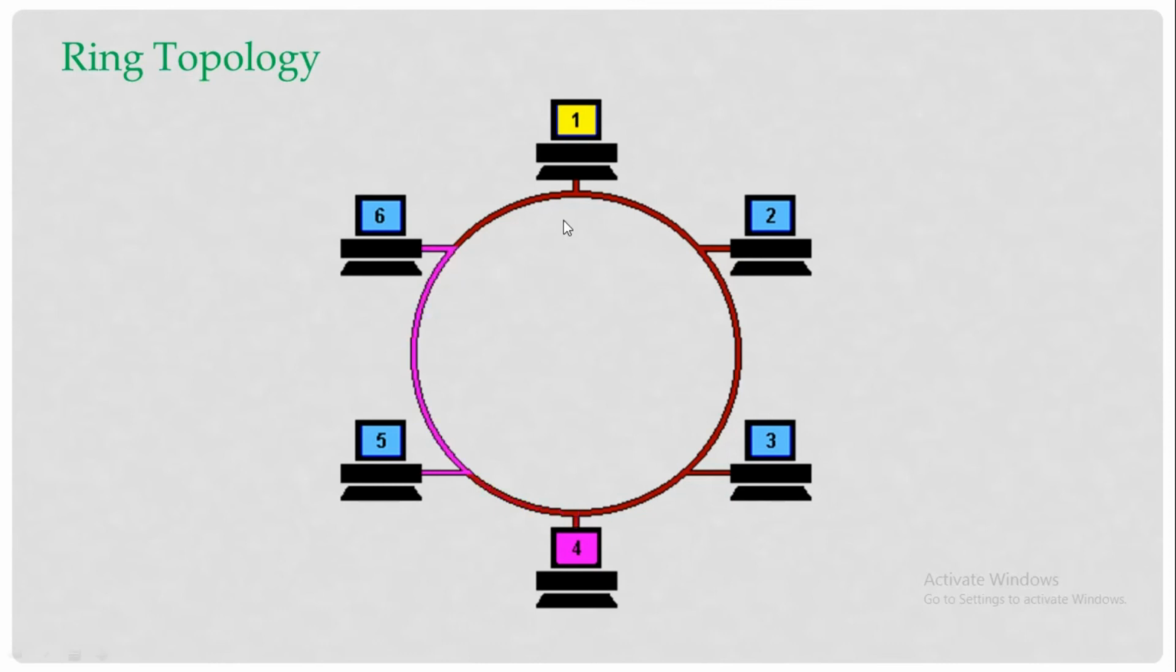So if the information from 1 has to be transmitted to 4, what happens? The information from 1 passes to 2, from 2 passes to 3, and from 3 passes to 4, and finally the data packets from 1 reach the receiver, that is 4. So this is the operating principle of a ring topology.